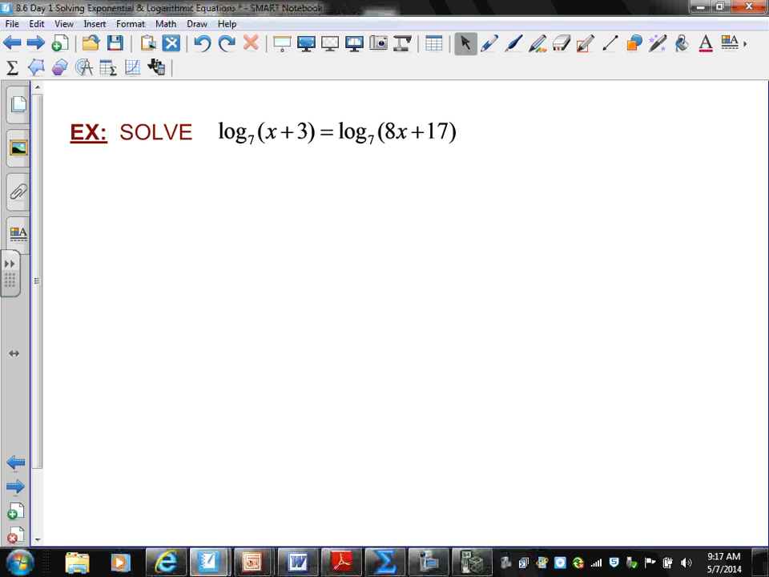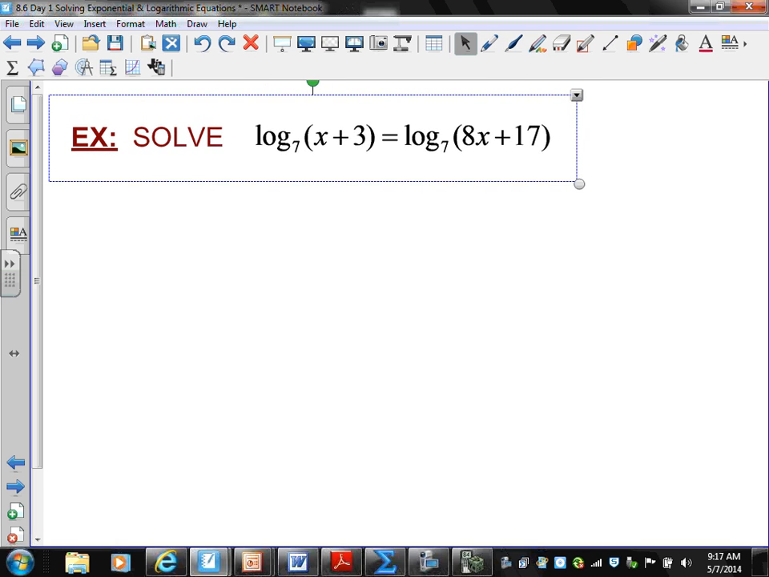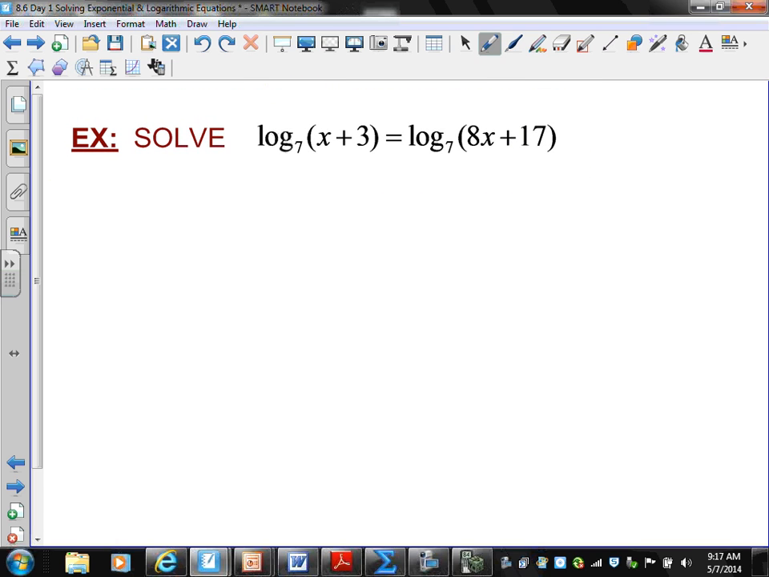Okay, so notice how there's a logarithm on both sides. There's an x on both sides, right? But something really nice is happening here. Notice how on both sides it's log base 7. Those are exactly the same. So this is kind of like that exponential problem at the very beginning where we ended up with the same base eventually. This is already starting with the same base. So these arguments, the x plus 3 and the 8x plus 17, they must be the same.